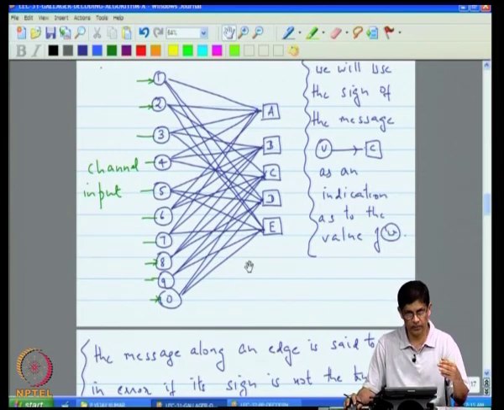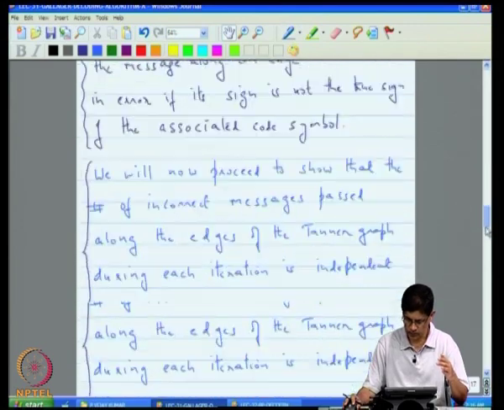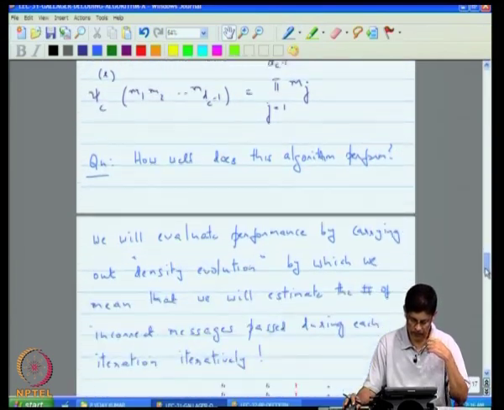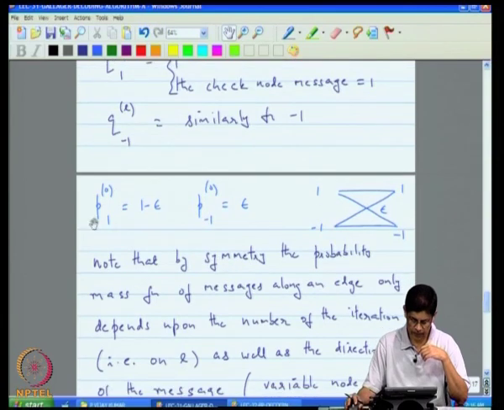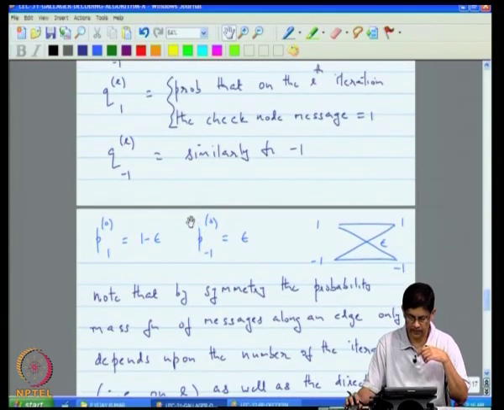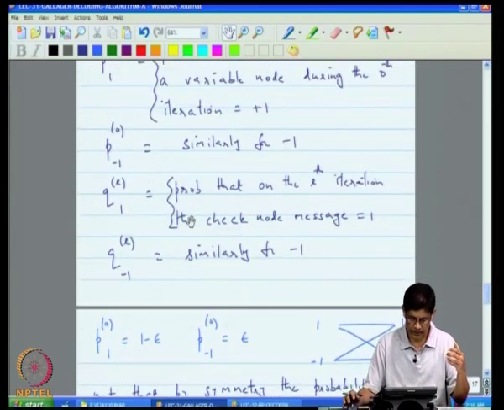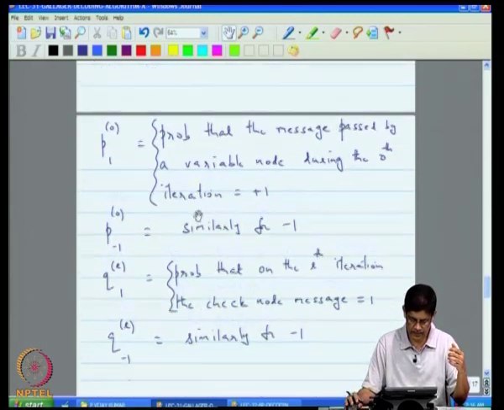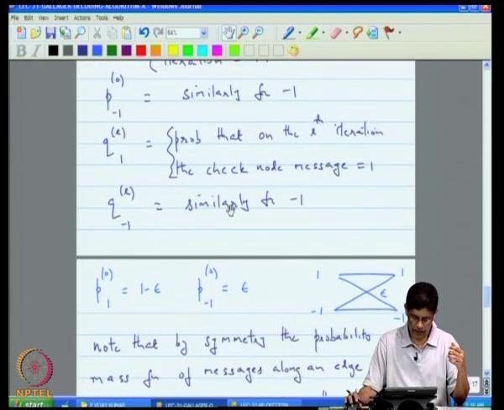And the reason for that is because of symmetry. The probabilities will be the same because every node is operating under identical circumstances, because the input probabilities are 1 minus epsilon, epsilon for all the variable nodes. So this is common. Therefore, these are your initial probabilities, and these are used to jump start the iterative process. Then subsequently what happens?